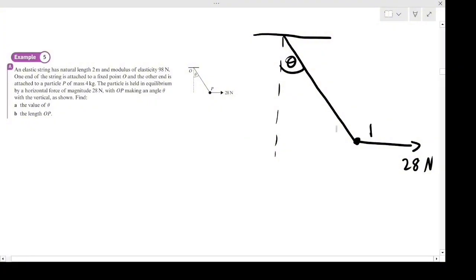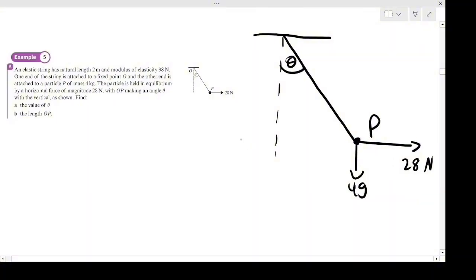Okay, what forces are happening? Well, firstly, we've got a particle at the end here. The particle has a mass of 4, which means there will also be a weight of 4g down like that. We need to add that on. Obviously, we're also given this horizontal force of 28 to the right. Now the last force is, as you guessed, the tension.